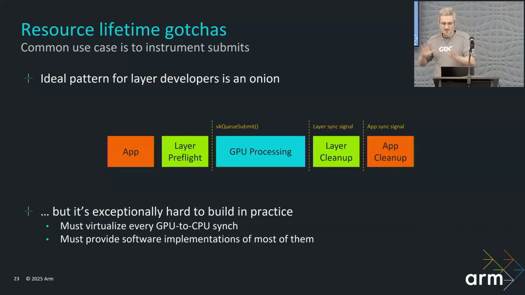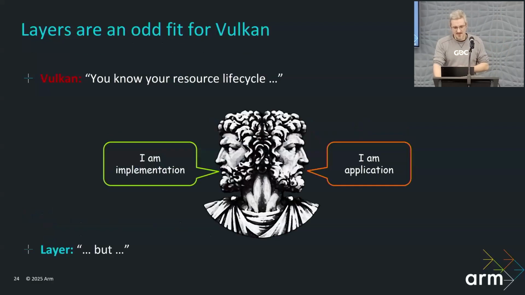In reality, that boat's kind of sailed. Timeline sems kind of blow that one out of the water anyway. But making a layer order things with the application is actually quite hard, especially on that work completion path. And I don't want to write code to virtualize the entire sync subsystem for Vulkan.